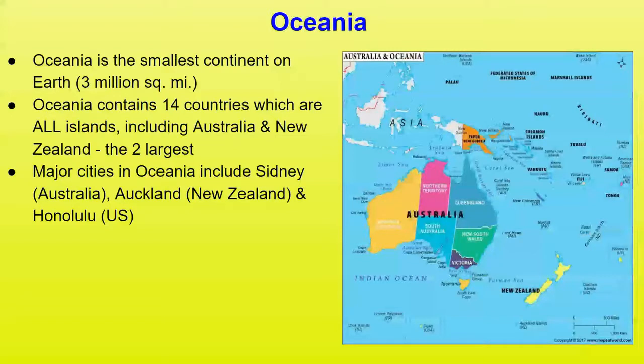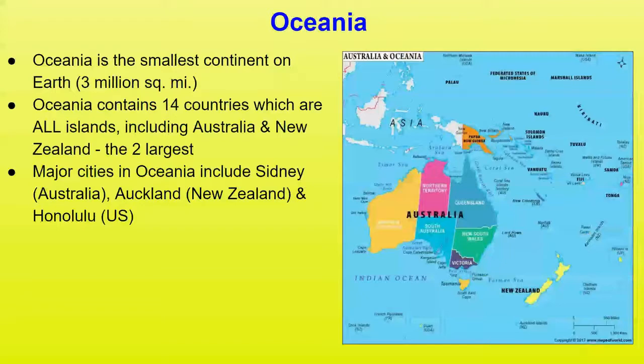Three major cities in Oceania. We have Sydney, which is the largest city in Australia, Auckland, the largest city in New Zealand, and Honolulu, which, yes, it's a part of Hawaii, which is a part of the United States. But Hawaii is so far into the Pacific Ocean that it actually fits into this Oceania region, not really as much a part of North America. But those are the three cities here.